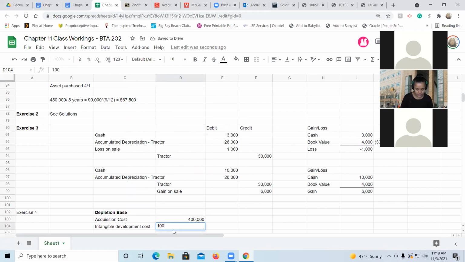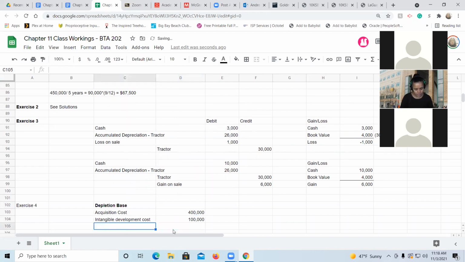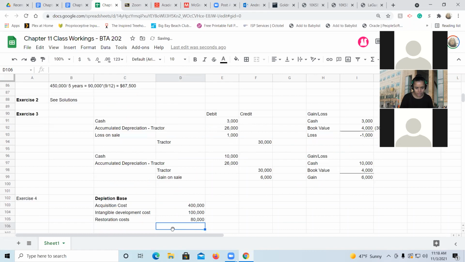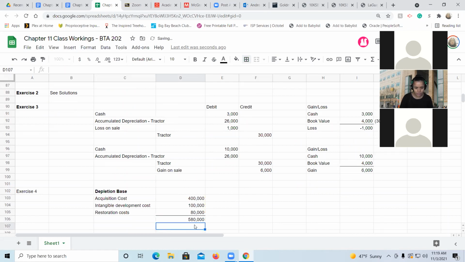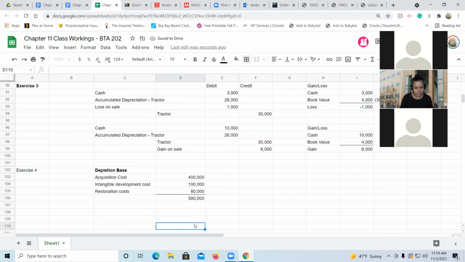So that's 100,000. And then the restoration costs per the question are 80,000. So if you were being asked how much this mine is going to be in your books, it would be 580. That's the total cost, but now you're going to get rid of the salvage value or residual value, it means the same thing, 160,000. So you subtract that 160 from the 580.